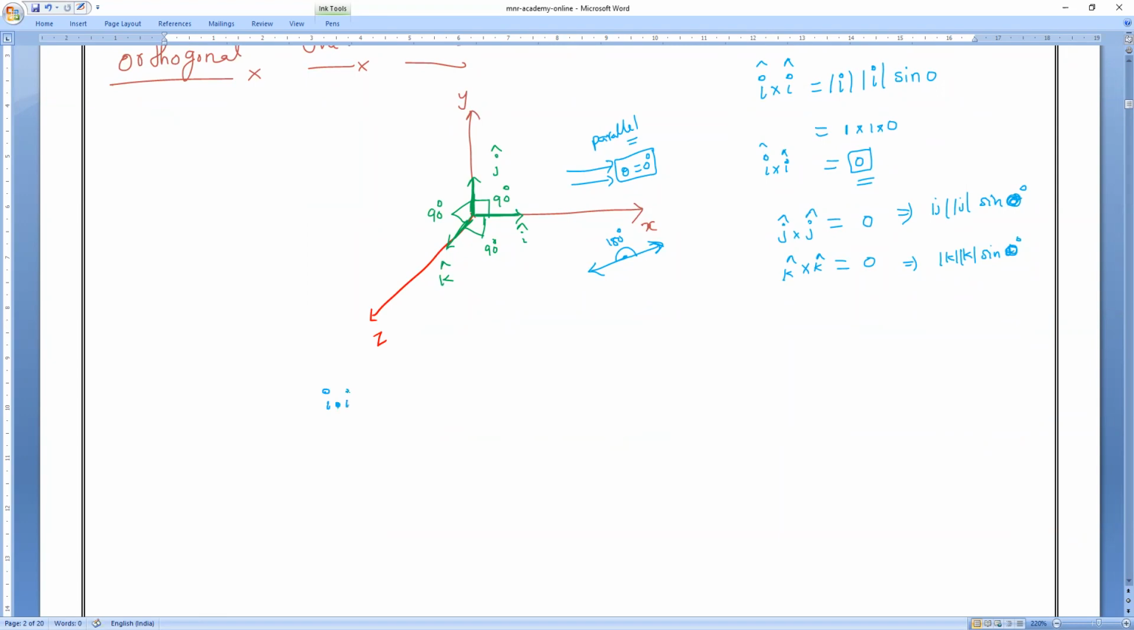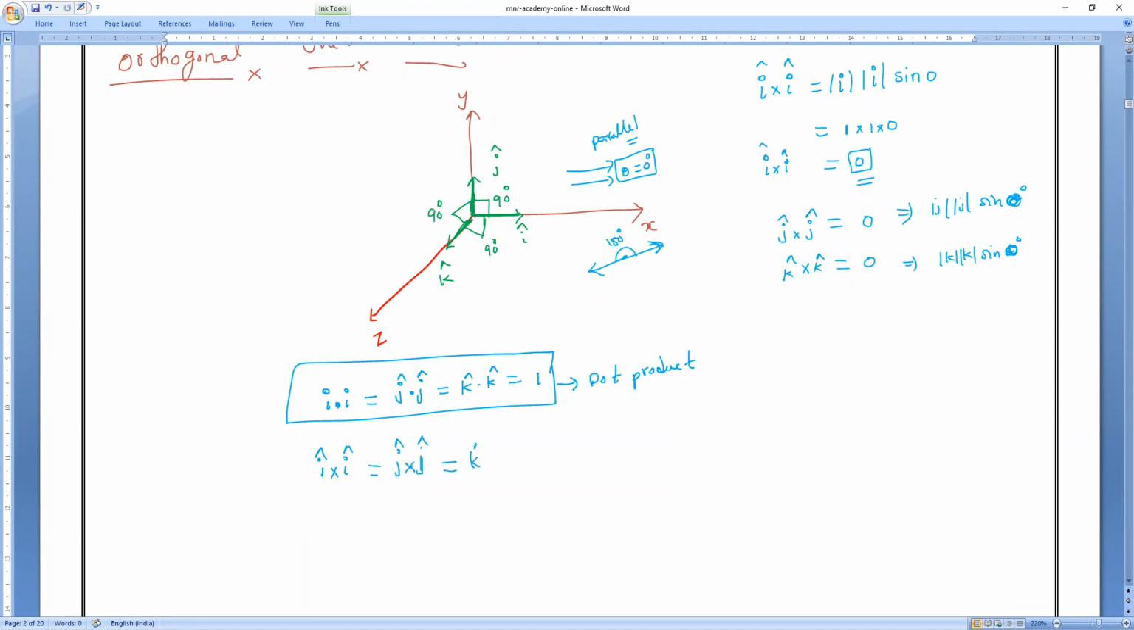So finally we can conclude, this is dot product, everybody tell me. Dot product I dot I is equal to how much value? J dot J is equal to K dot K is equal to how much did we get? 1. This is dot product. Now cross product, what are we getting? I cross I is equal to J cross J is equal to K cross K. Value how much? 0. So that is the cross product. Understood or not? Clear? Yes, sir.